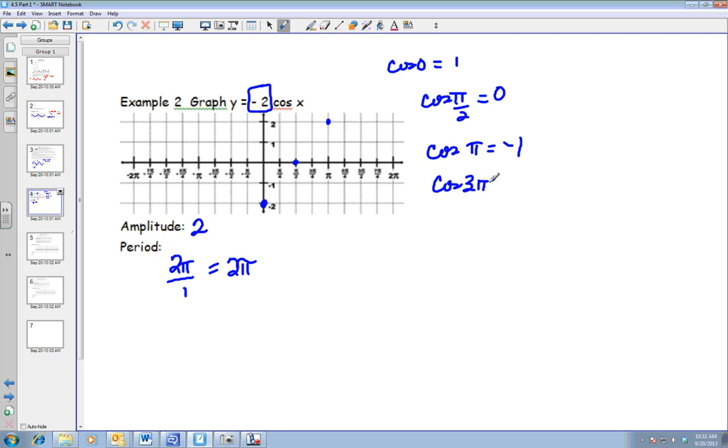Cosine of 3 pi over 2 is my other easy point. Cosine of 3 pi over 2 is 0. And then cosine of 2 pi is my other point. Normally 2 pi would be 1. But remember, we're flipping everything, and my amplitude is 2. So here is my graph of negative 2 cosine x. We could continue this on if we needed 2 periods of it, or if it said go from negative 2 pi to 2 pi. Okay, we'll leave it like that. So that's 1 period from 0 to 2 pi.